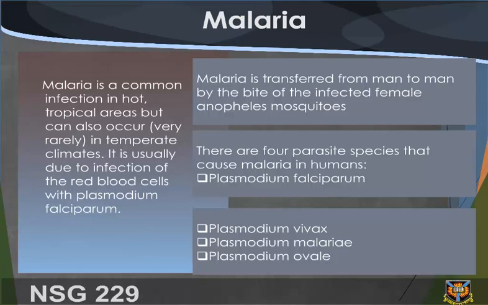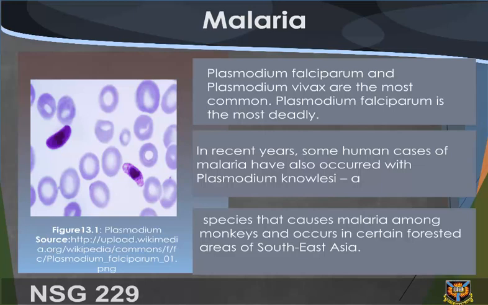There are 4 parasite species that cause malaria in humans: Plasmodium falciparum, Plasmodium vivax, Plasmodium malariae, Plasmodium ovale. Plasmodium falciparum and Plasmodium vivax are the most common. Plasmodium falciparum is the most deadly. In recent years, some human cases of malaria have also occurred with Plasmodium knowlesi, a species that causes malaria among monkeys and occurs in certain forested areas of Southeast Asia.